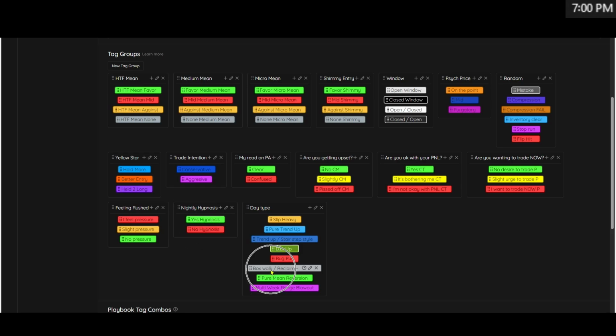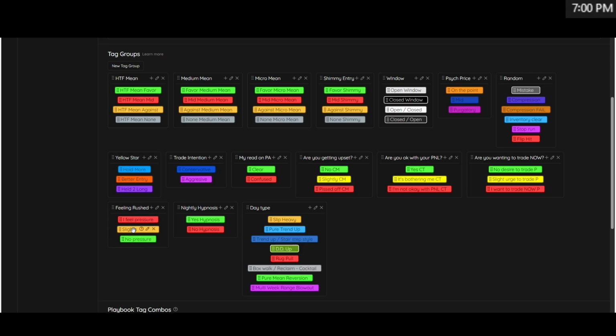Finally, we have our daily tags. Feeling rushed. I have meetings to do with the Tradecraft software, as at the time of the filming of this, we're building it out. So I have to meet with the developer almost every day. Or maybe my girlfriend is here and she's a bit distracting and I want to wrap up trading so I can hang out with her.